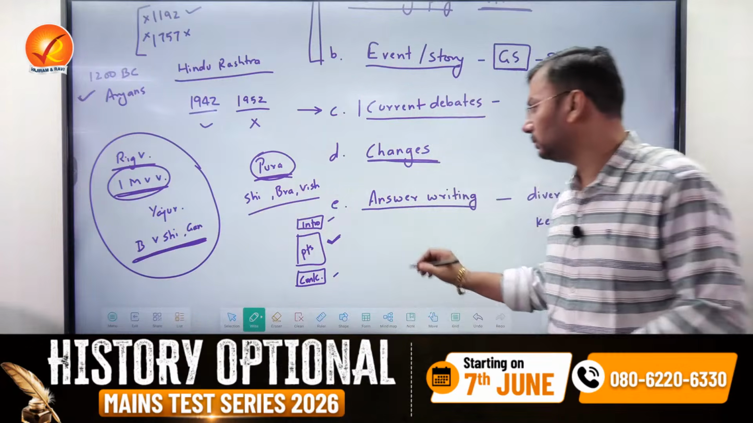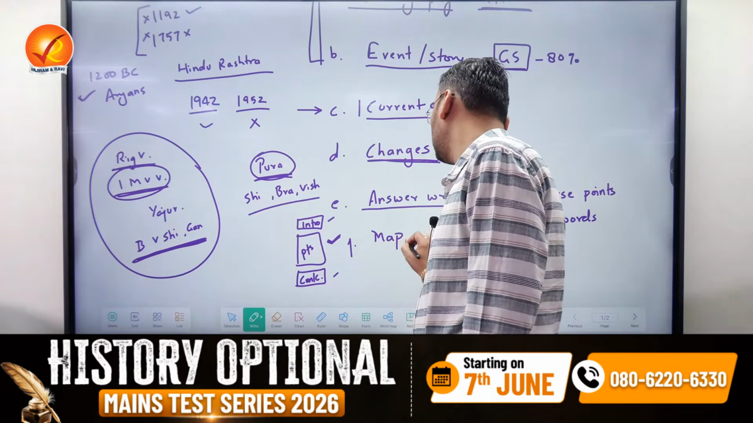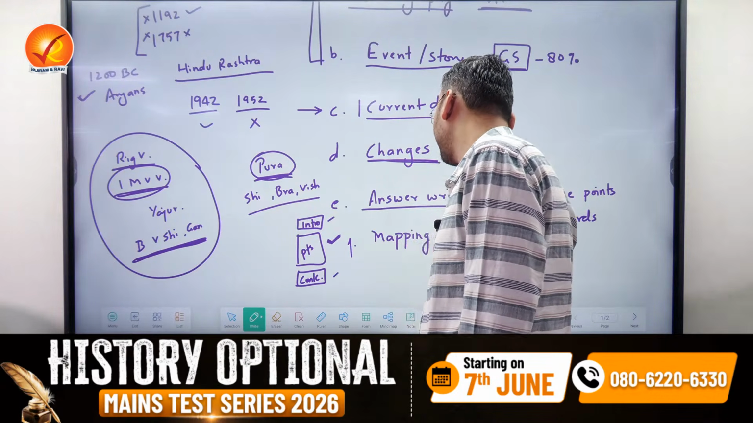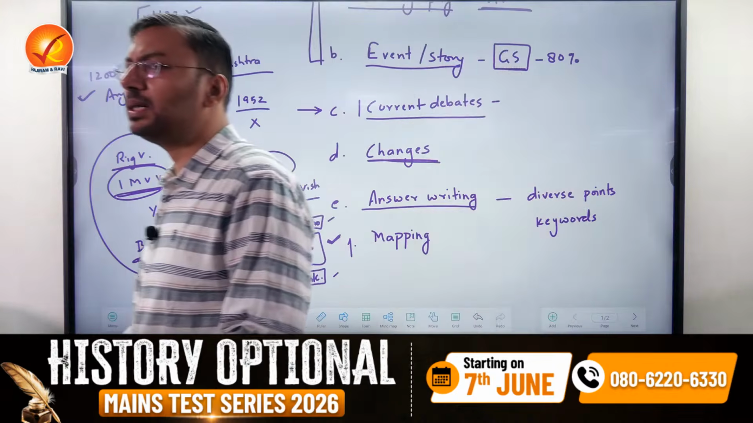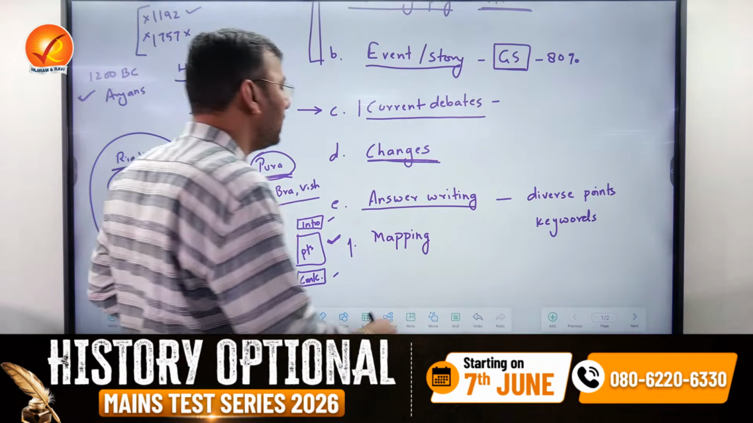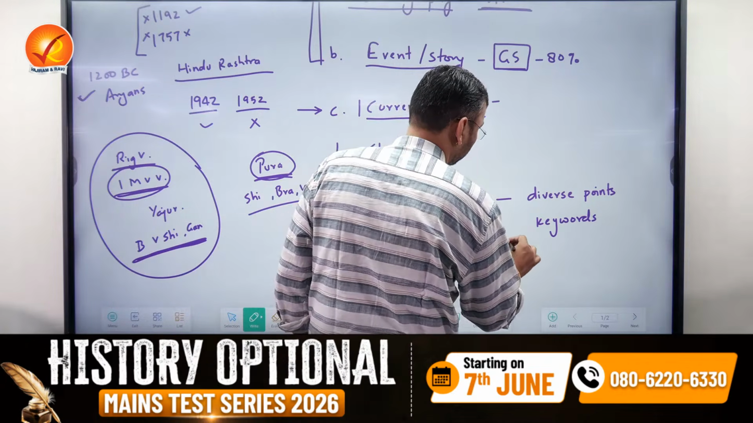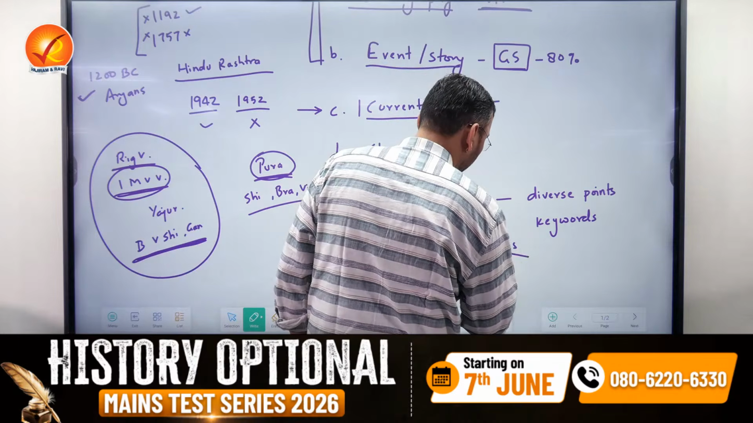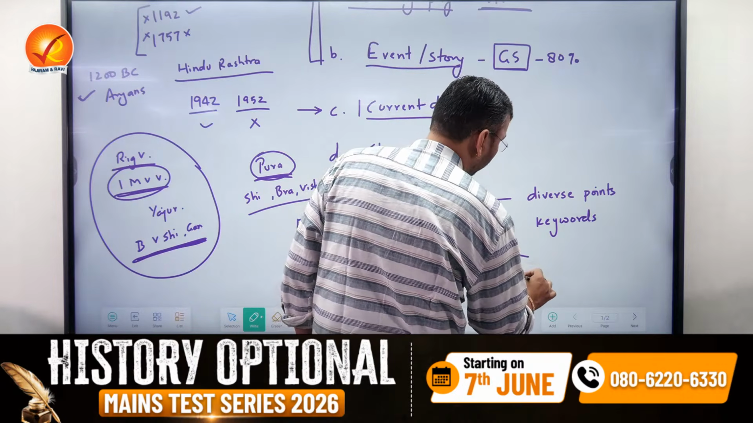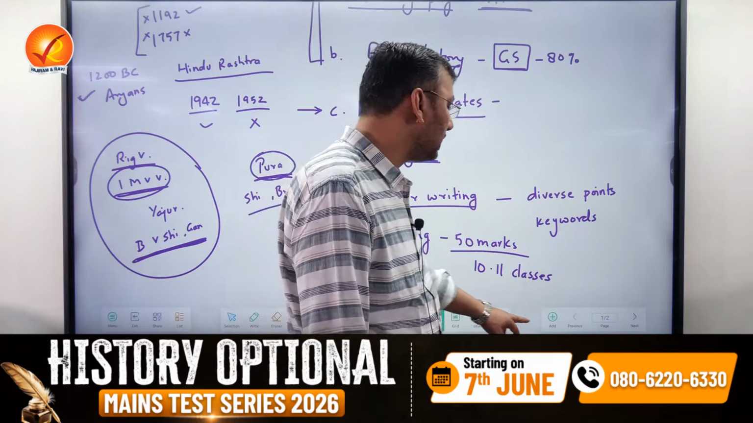Last thing which generally is my duty, mapping. Have any of you heard that mapping is a tricky or difficult part of the history optional? You must have heard this. Mapping is of 50 marks, which I generally cover in 10-11 classes of mapping at the end. Generally, let me show you.